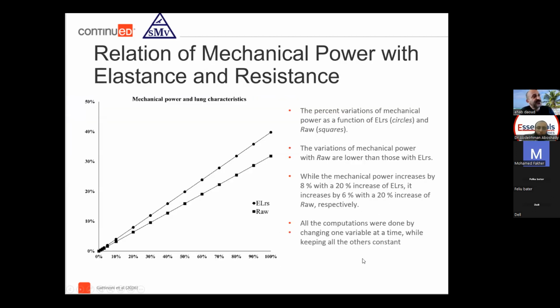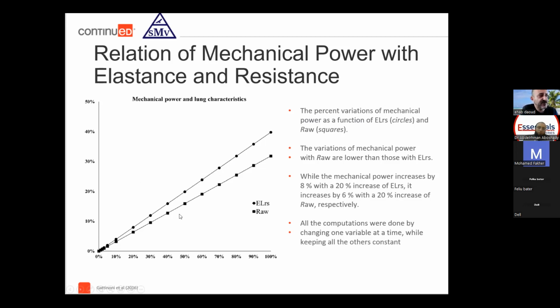Okay. So let's go a little bit now about what is the relationship between the mechanical power and the elastance and the resistance. This is the initial article by Gattinoni. And in this graph, he showed the correlation between elastance and resistance with the mechanical power. So the percent variation of mechanical power as a function of the elastance, which is the circles here. So of course we know as the elastance worsens, the mechanical power will increase.